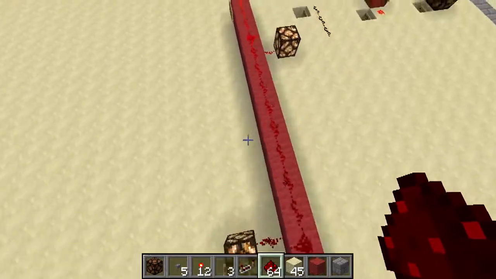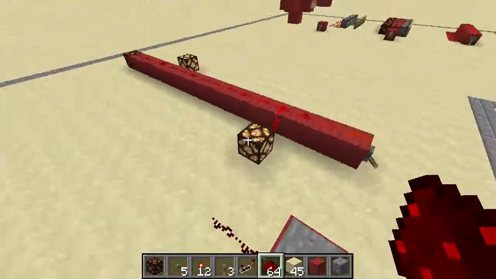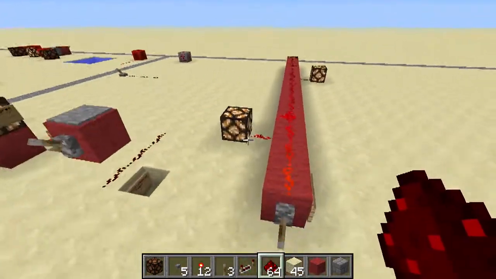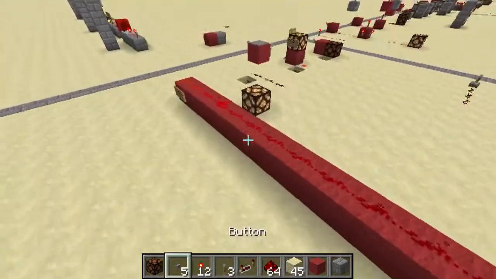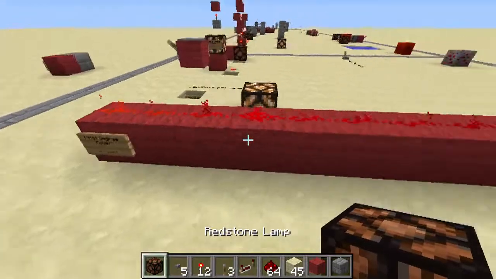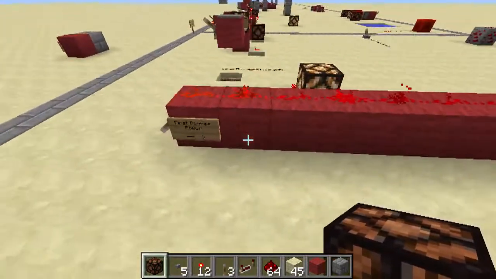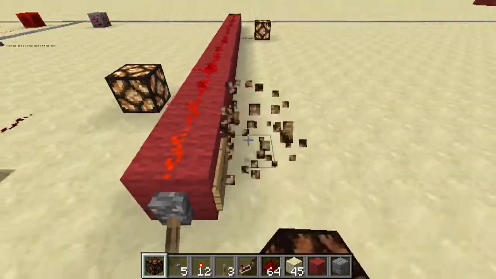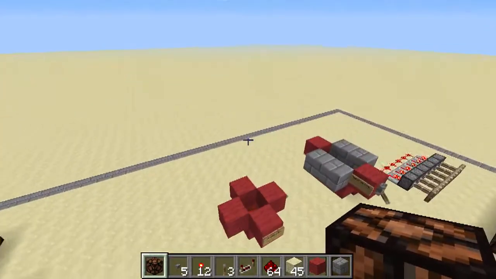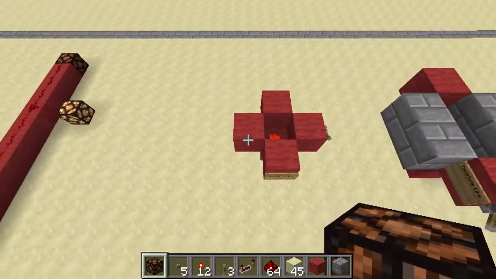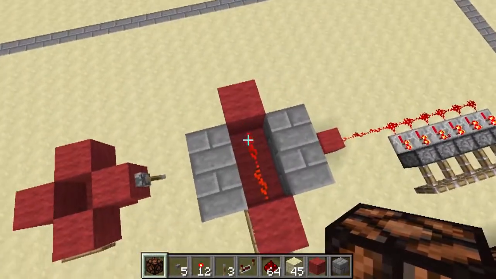So that, to be honest, is everything in terms of its length and where it powers. So always remember, the block right below the dust is receiving first degree power, and anything coming off of that will receive second degree power. So now let's talk about the differences between the redstone dot and the redstone line.